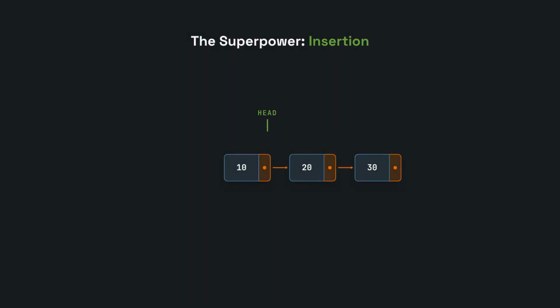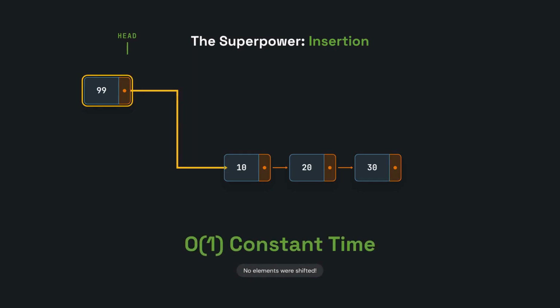But here is the linked list superpower. Insertion. To add a new item to the front of an array list, you have to shift every single element over. That's O(n) time. On the other hand, to add a new item to the front of a linked list, we create a new node. Point its next reference to the current head. And then, update the head to point to the new node. Done. O(1) constant time. No shifting required.